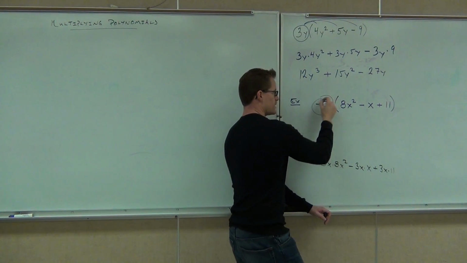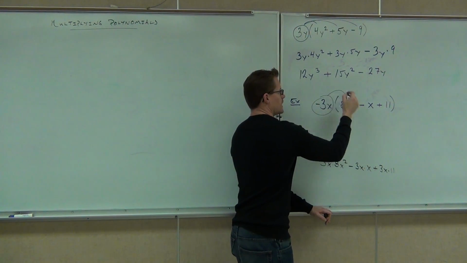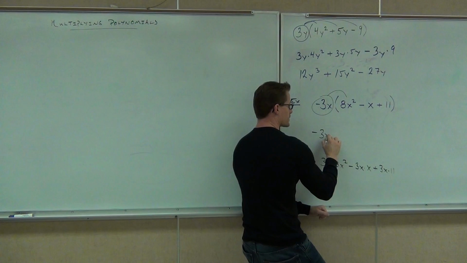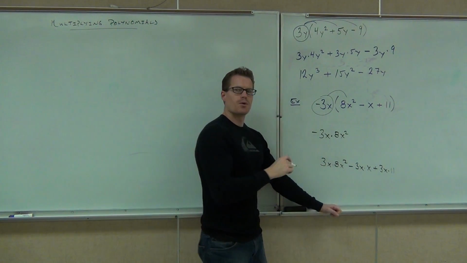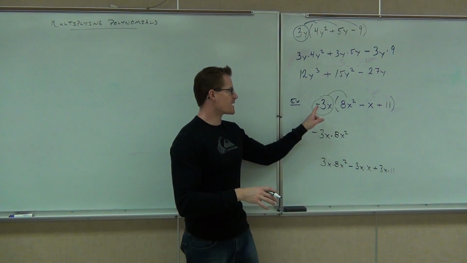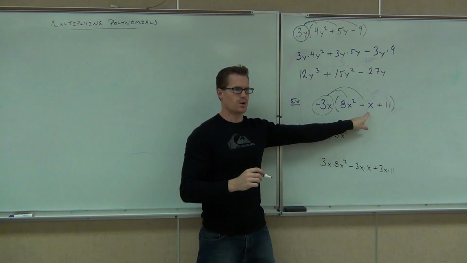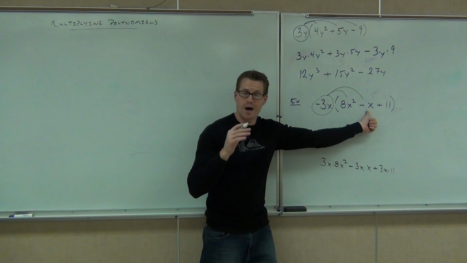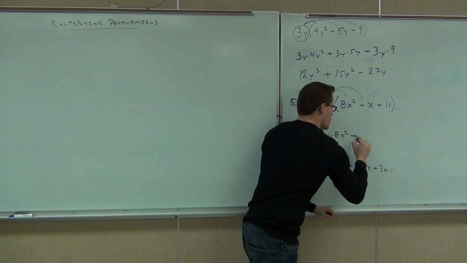We'd still circle that number with the sign. If I multiply it, check it out now. I've got a negative times a positive. I'd write negative 3x times 8x squared. Are you okay on that one? But watch what happens next. The important ones are the next ones. I've got a negative times a negative. Watch carefully. What's that make? Positive. So I'm going to write a what? A plus.